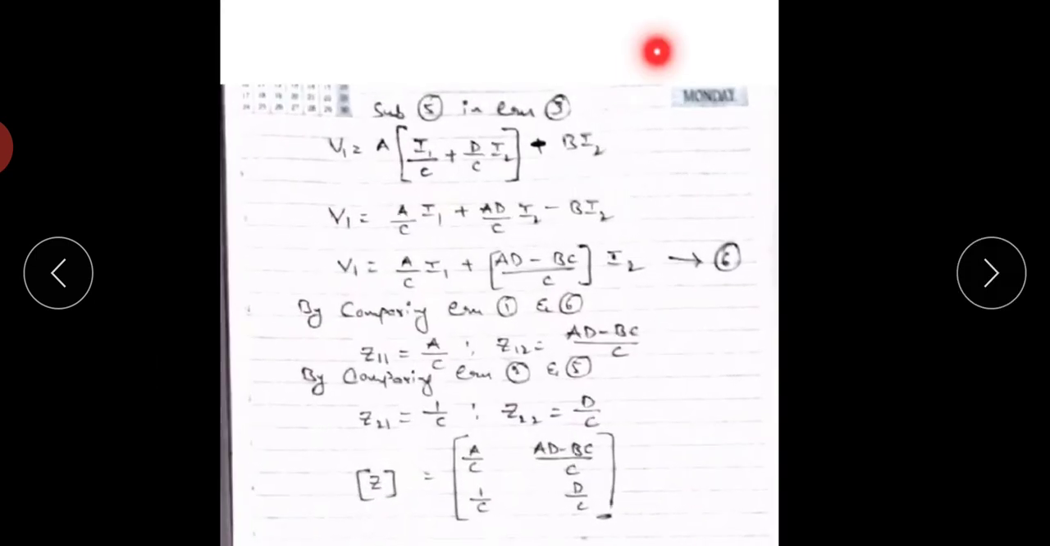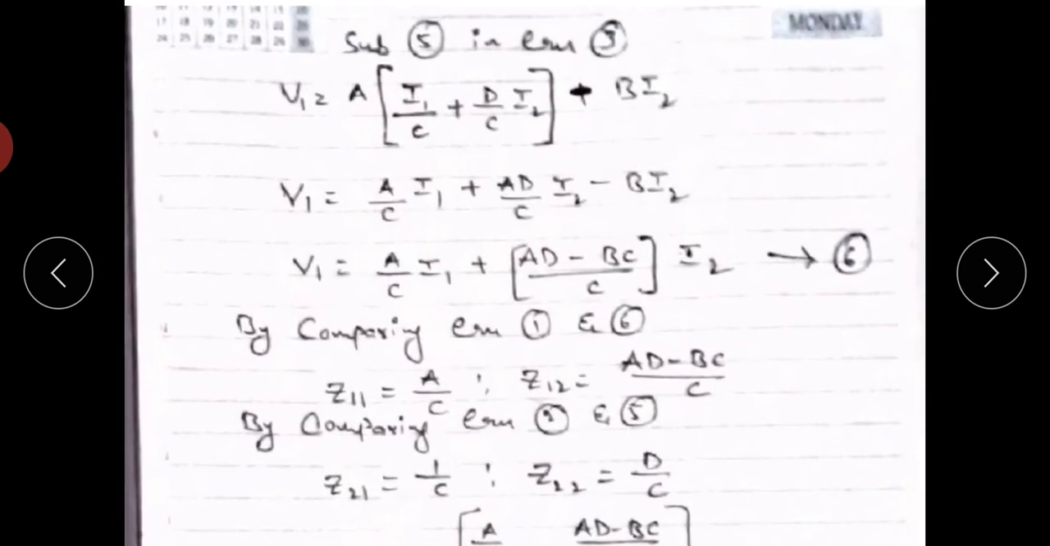Next, substitute equation 5 in equation 3. So equation 3 becomes V1 equals A into I1 by C plus D by C into I2 minus B into I2. It equals A by C into I1 plus AD by C into I2 minus B into I2. So V1 equals A by C into I1 plus AD minus BC by C into I2. So this is the V1 equation, V1 as a function of I1, I2.